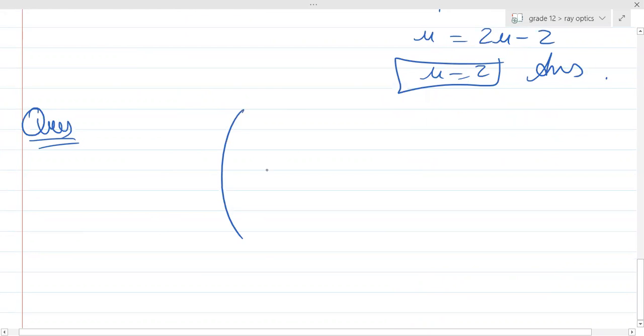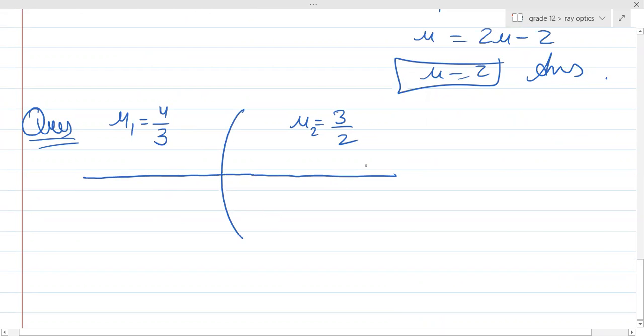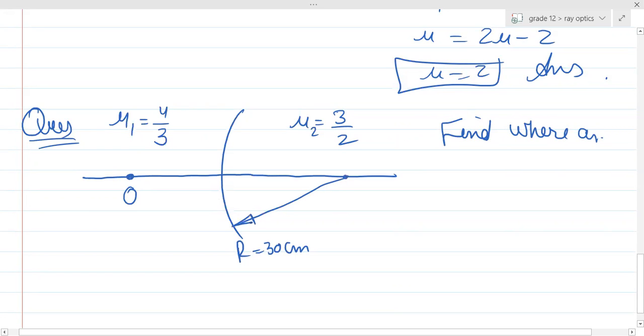There is a spherical boundary which is separating two media. The refractive index on this side is this much, and over here it is 3 by 2. Now the question is, a light ray is incident from an object. The radius is given as 30 centimeter. Basically, from here to here, the distance is 30 centimeter, right?